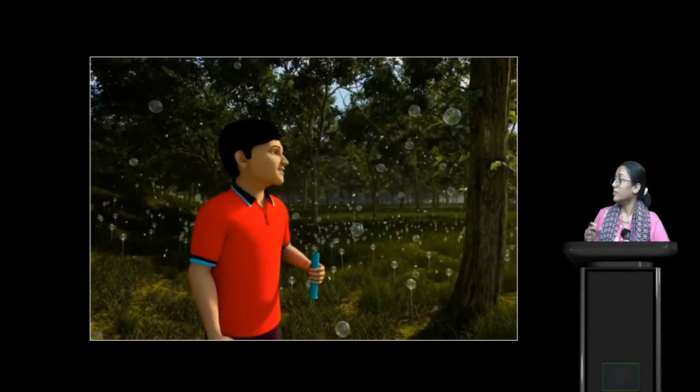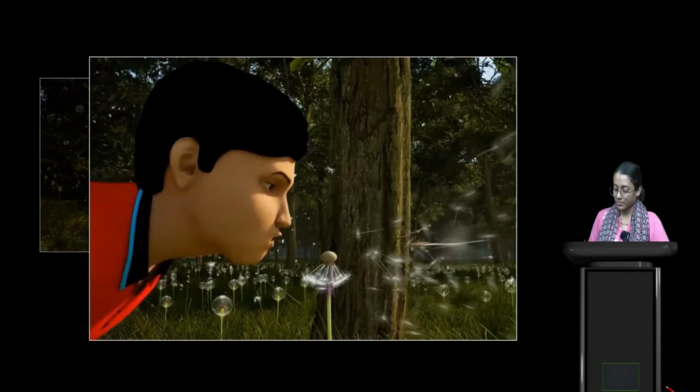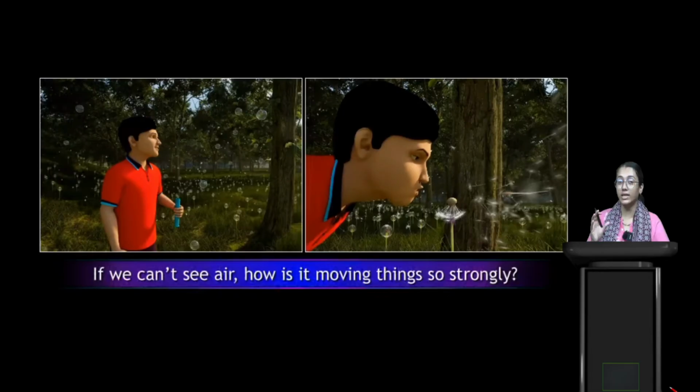So in both the cases, when he was making the bubbles and blowing onto the flower, what happened? In both the cases, he used air. So here comes another question: if we can't see air, how is it moving things so strongly?